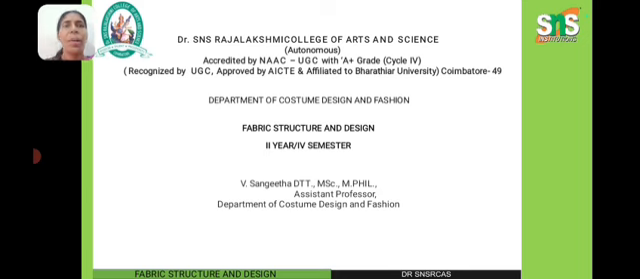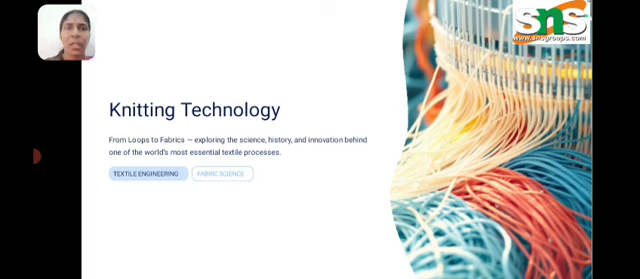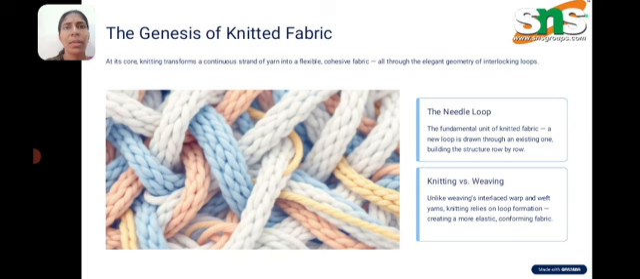Today we are going to see about knitting technology. From loops to fabrics, exploring the science, history, and innovation behind one of the world's most essential textile processes. The genius of knitted fabric. At its core, knitting transforms a continuous strand of yarn into a flexible, cohesive fabric, all through the elegant geometry of interlocking loops.